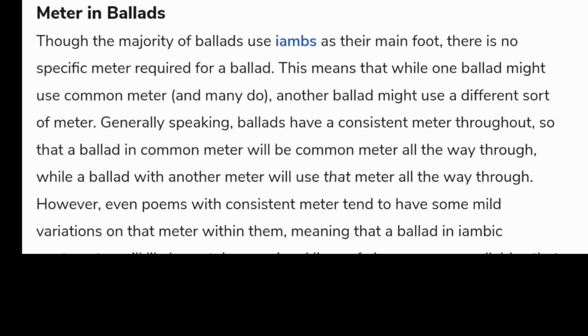Meter in ballads. Though the majority of ballads use iambs as their main foot, there is no specific meter required for a ballad. This means that while one ballad might choose common meter, another ballad might use a different sort of meter. Generally speaking, a ballad has a consistent meter throughout, so that a ballad in common meter will be common meter all the way through, while a ballad in another meter will use that meter all the way.